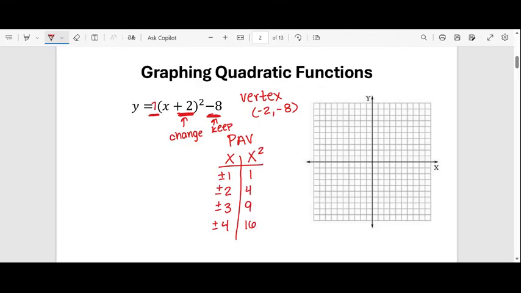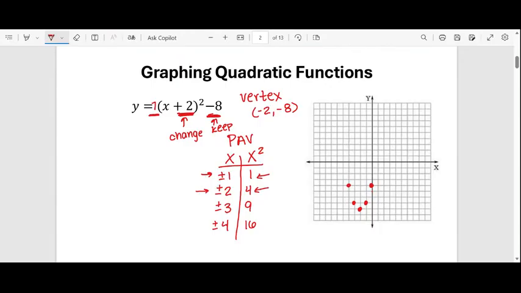So I'm going to start at my vertex, which is -2, -8. From there, I'm going to go left and right 1, up 1. So left and right 1, up 1. We're following the same pattern we did in our last equation. Next, I'm going left and right 2 squares, up 4 squares. So again, from my vertex, I'm going to go right 2 squares, up 1, 2, 3, 4 squares. And left 2 squares, up 4 squares. So it should be a mirror image on either side.